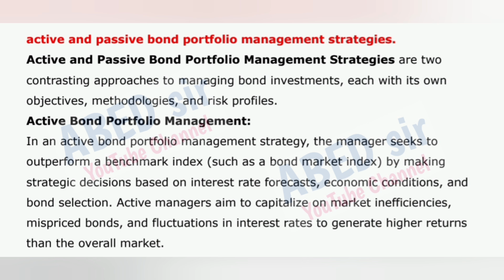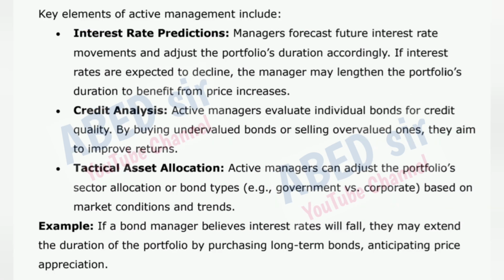Active managers aim to capitalize on market inefficiencies, mispriced bonds, and fluctuations in interest rates to generate higher returns than the overall market. Key elements of active management include interest rate predictions. Managers forecast future interest rate movements and adjust the portfolio's duration accordingly.